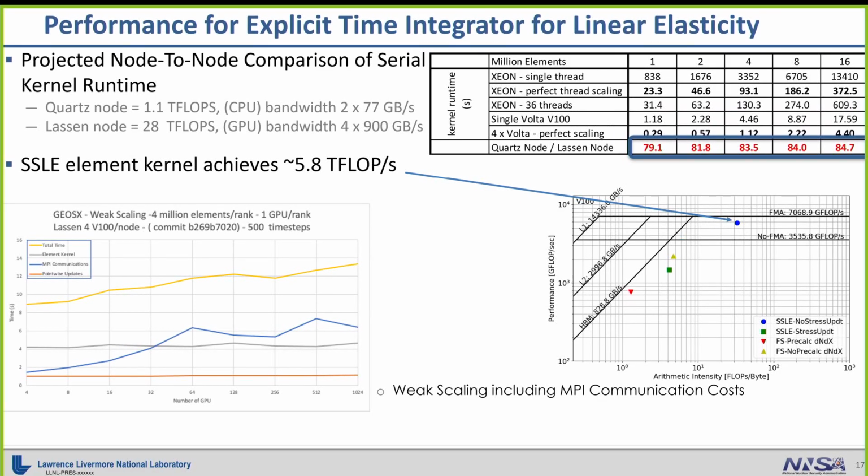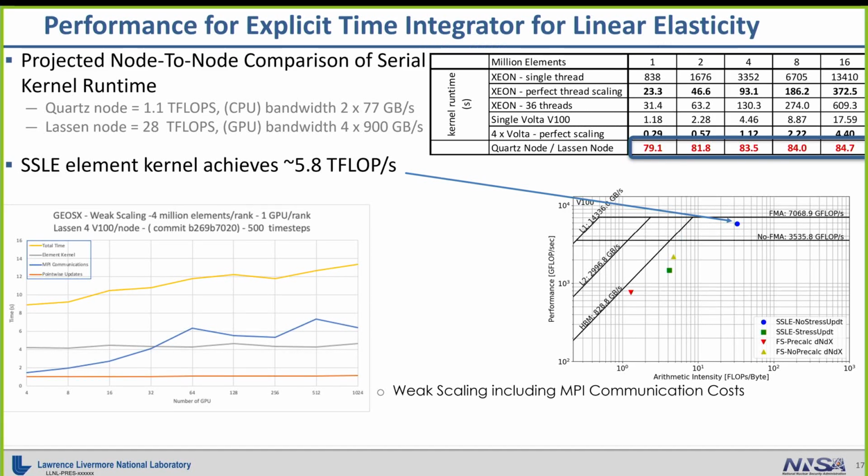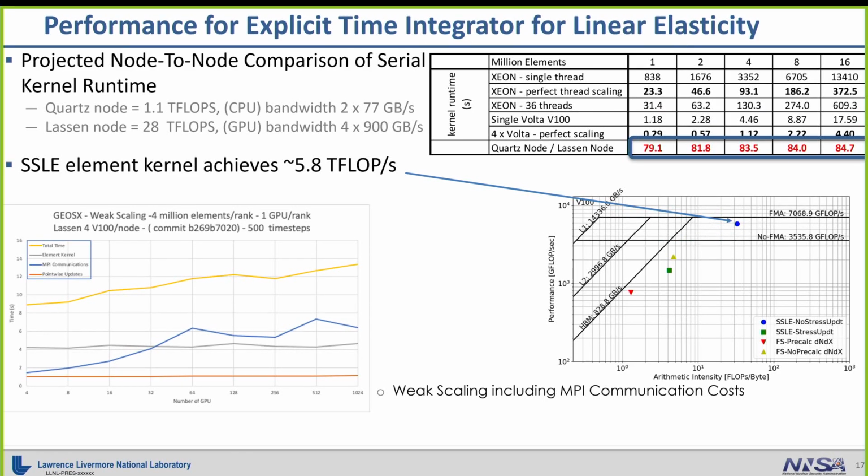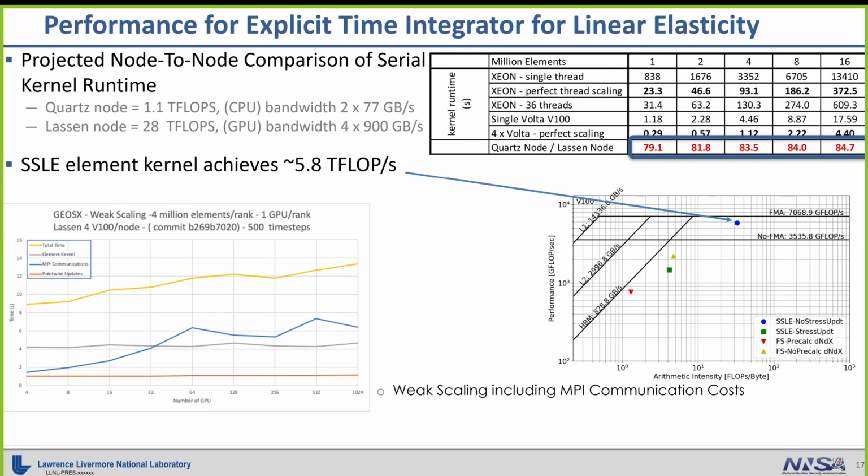If we look at a roofline, this gets us about 6 teraflops, or 5.8 teraflops, on a 7 teraflop card, which is pretty good for unstructured finite elements. You wouldn't expect it to get that good of a result, but it's quite optimizable.